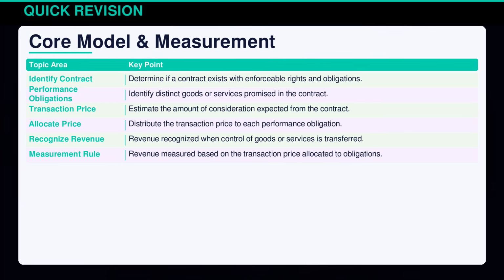The five-step revenue model of ASC 606 begins by identifying contracts and performance obligations. Companies must estimate the transaction price and allocate it to each obligation. Revenue is recognized when control transfers to the customer. This model ensures revenue is measured accurately, reflecting the actual economic activity. Understanding this process helps in consistently applying the standard across various contracts and industries.